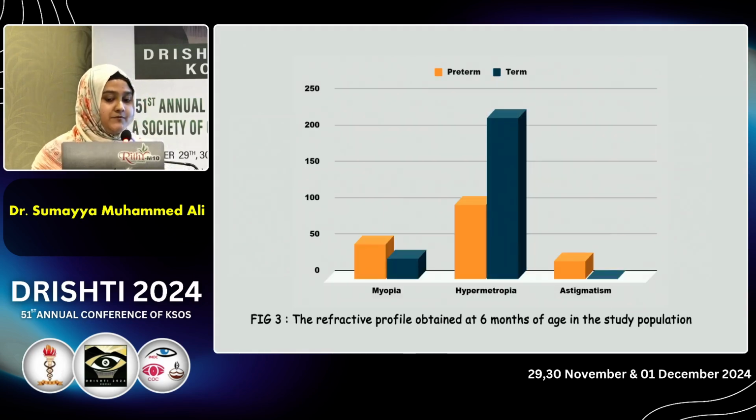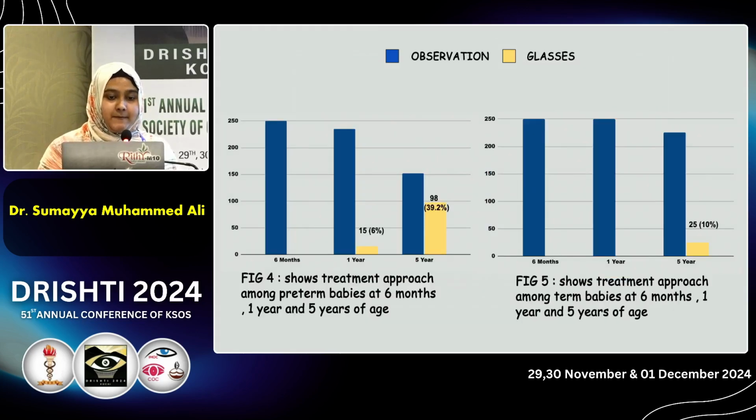This is the refractive profile obtained at 6 months of age in the study population. Considering the fact that children are typically hyperopic at birth, overall, the preterm babies have a higher prevalence of refractive errors like myopia and astigmatism than the term children.